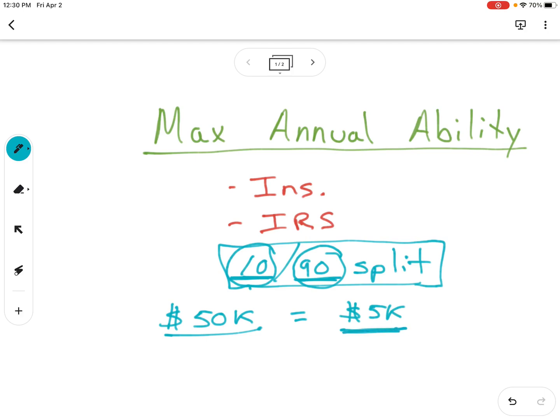You're going to see in the next video, we're actually going to show you an Infinity illustration example so you can get an idea of what this looks like and how the cash value begins to accumulate based on the correct design.